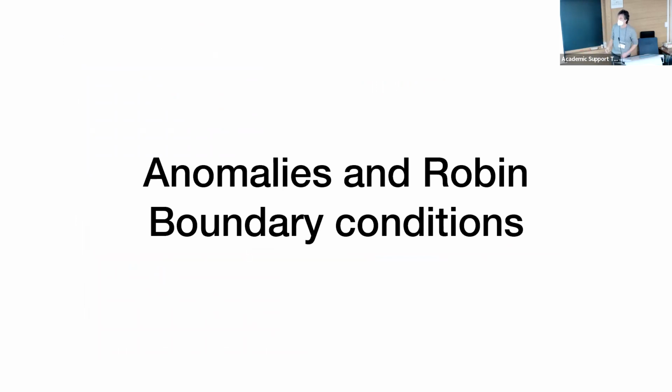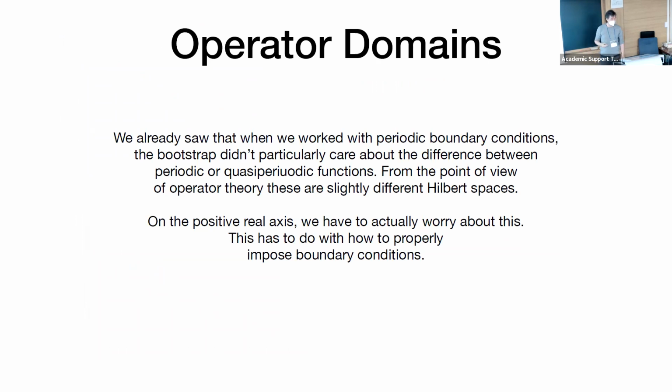And the idea is that when you have problems on the real axis, you also have boundary conditions. You need to specify those. This is the physics of operator domains, from the math of operator domains. We already saw that when we worked with periodic boundary conditions, the bootstrap didn't care about the difference between periodic or quasi-periodic functions. All were kind of showing up. That's what the band structure is. So from the point of view of operator theory, these are different Hilbert spaces, and you're just picking them all up. So you're not picking one Hilbert space, you're picking a family of Hilbert spaces.